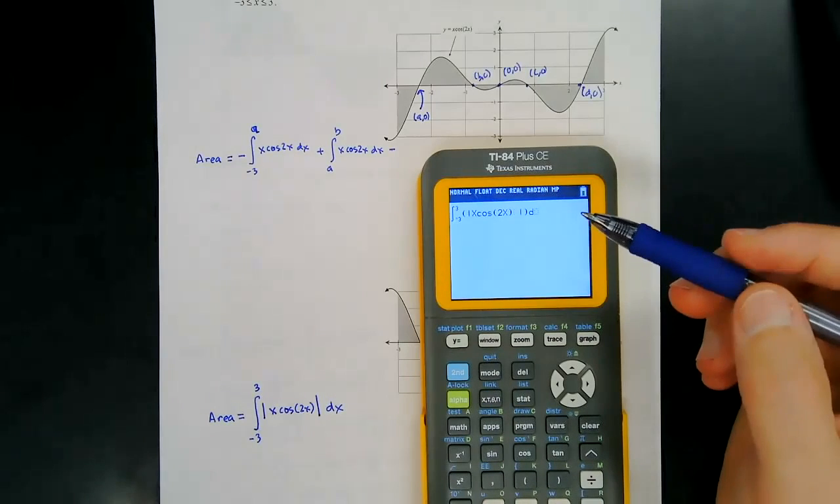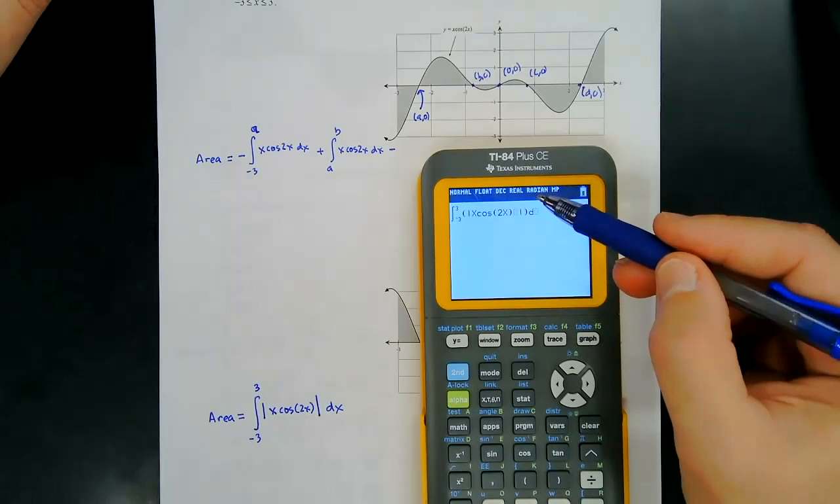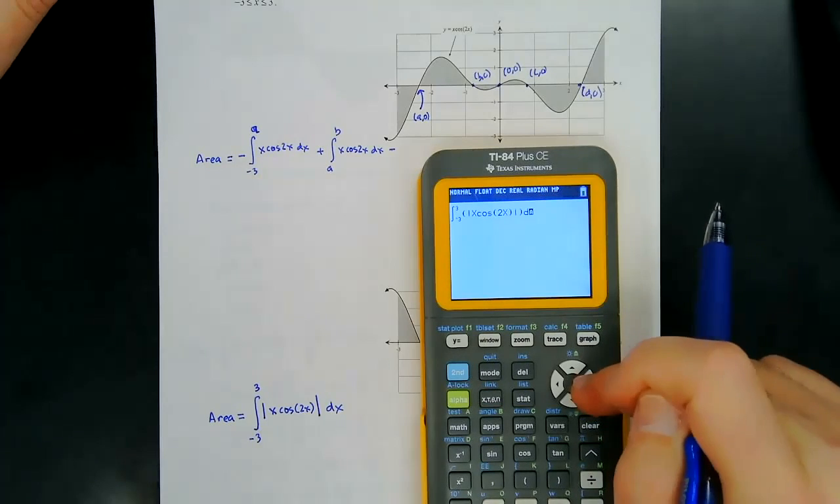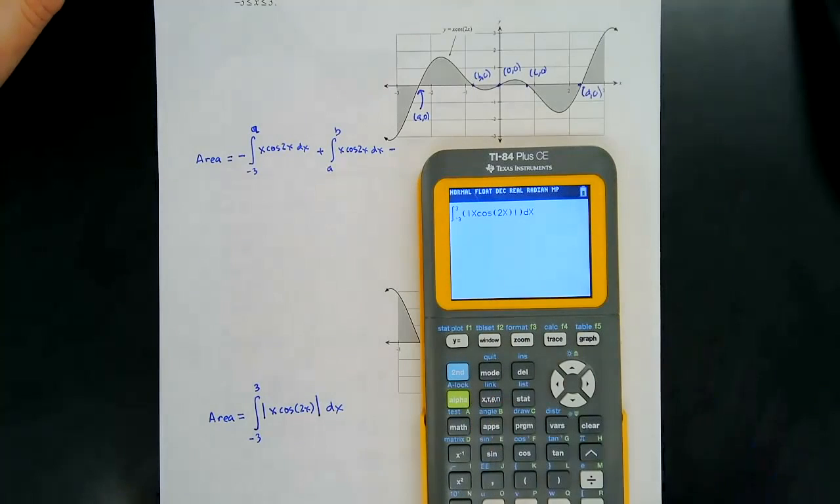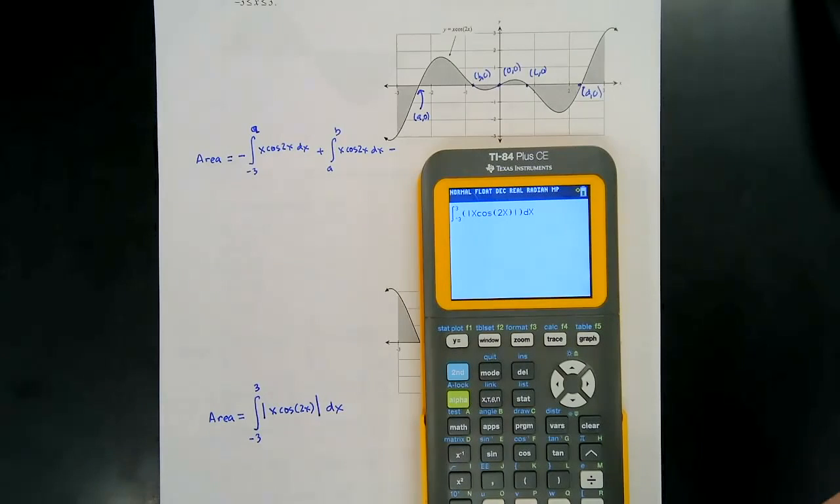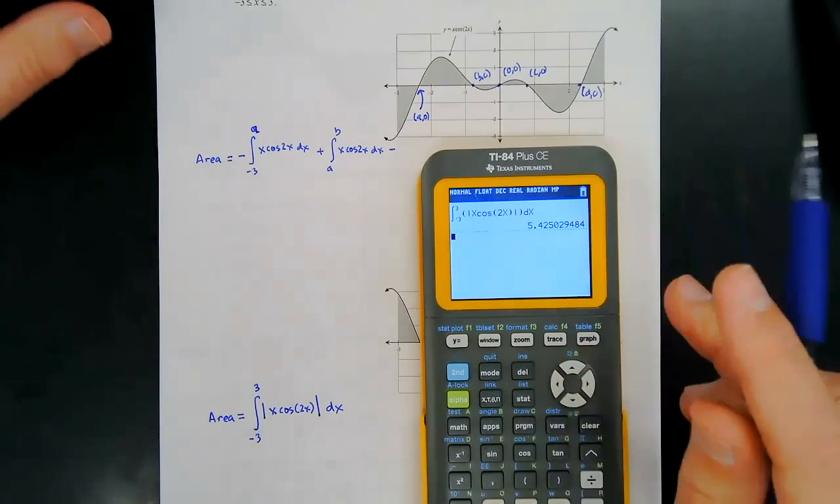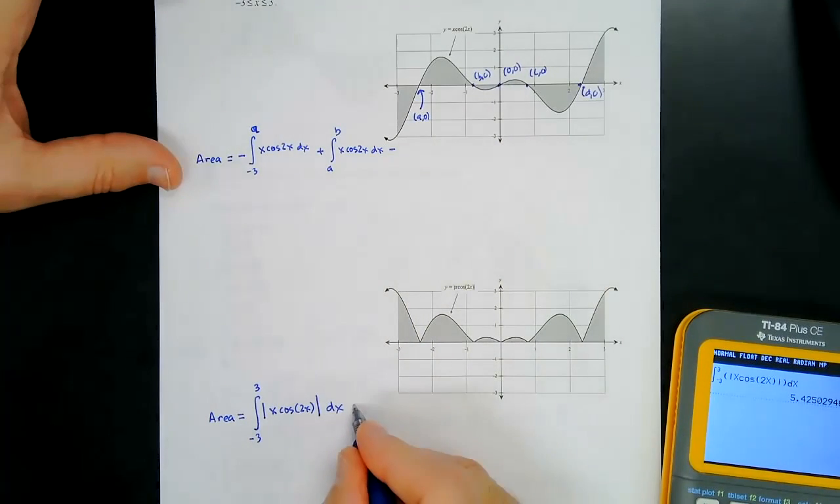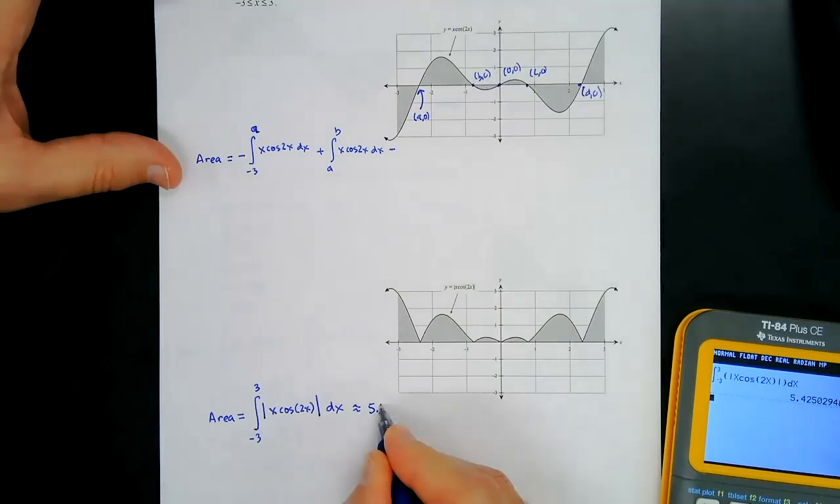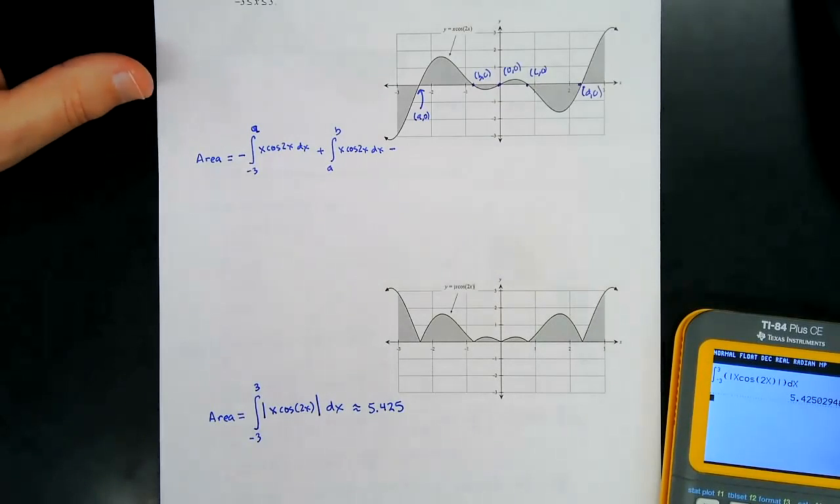And anytime we integrate or differentiate trig functions or inverse trig functions, we need to make sure we're in radian mode, so I am. So we have the absolute value around our function, x, and then we type that in. And we're going to always round to 3 decimal places. This does take a little bit of time. That really takes a long time. Okay, so 5.425. So this area is about 5.425. And that's another way of doing this.